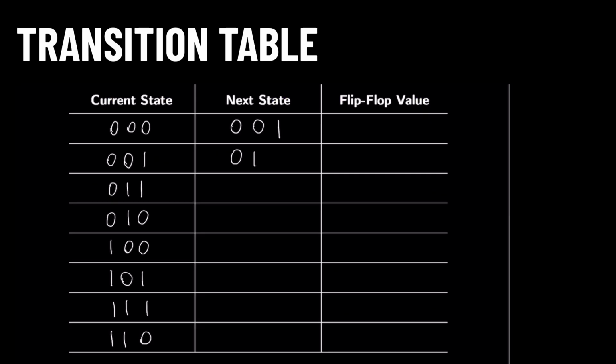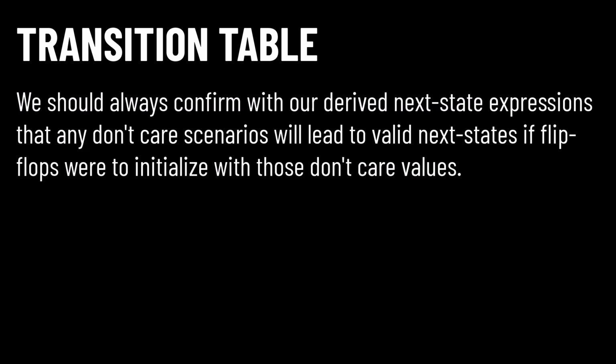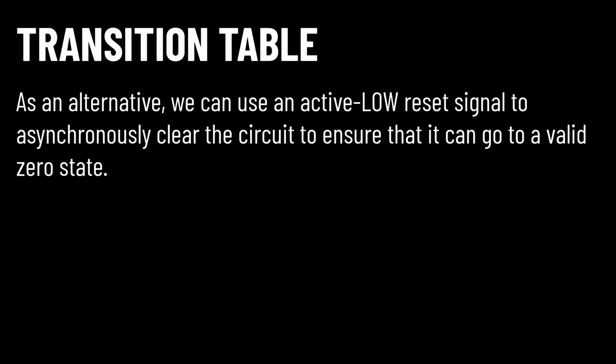The transition table has current states and next states as usual. What's the next state for current states of 6 and 7? We don't expect those states to occur in normal operation, so they can be considered to be don't cares. In reality, we should confirm with our final expressions that if the circuit were to initialize with a value of either 6 or 7, that it will enter the regular count sequence.